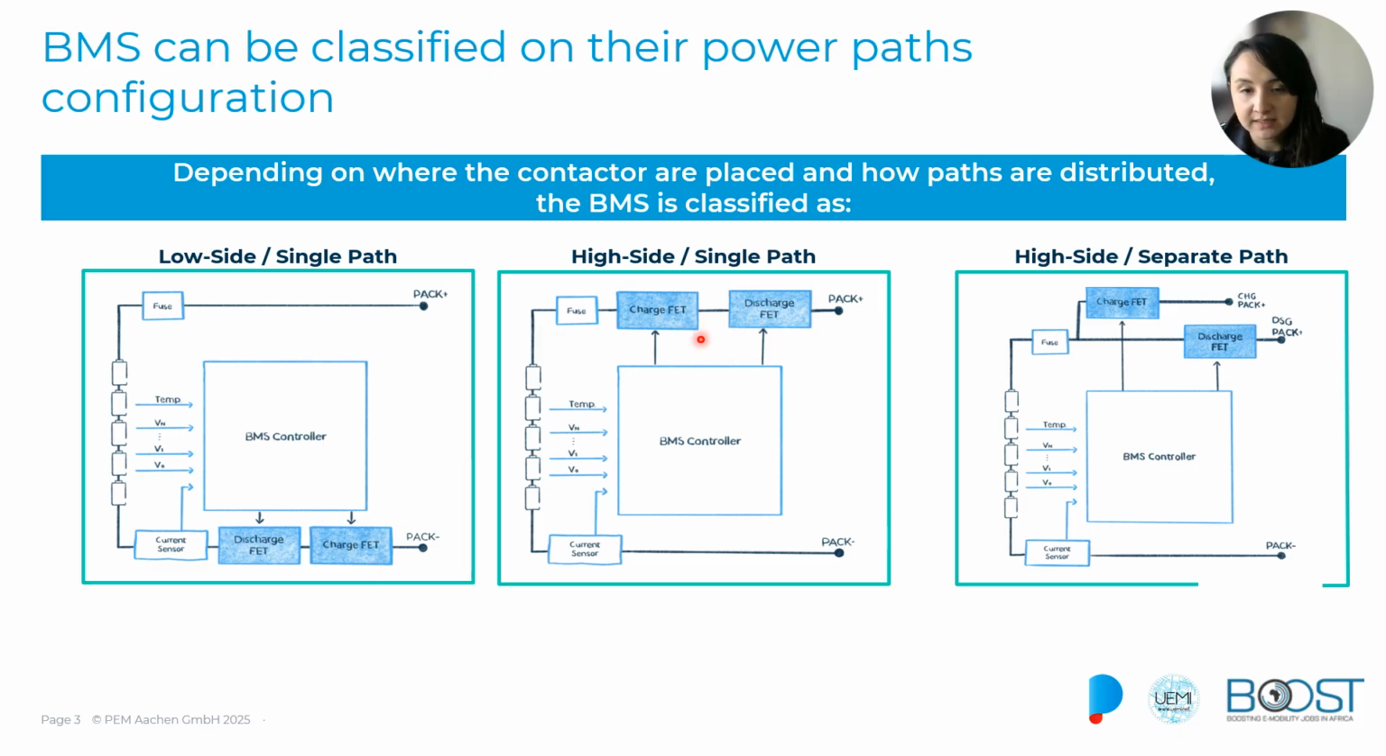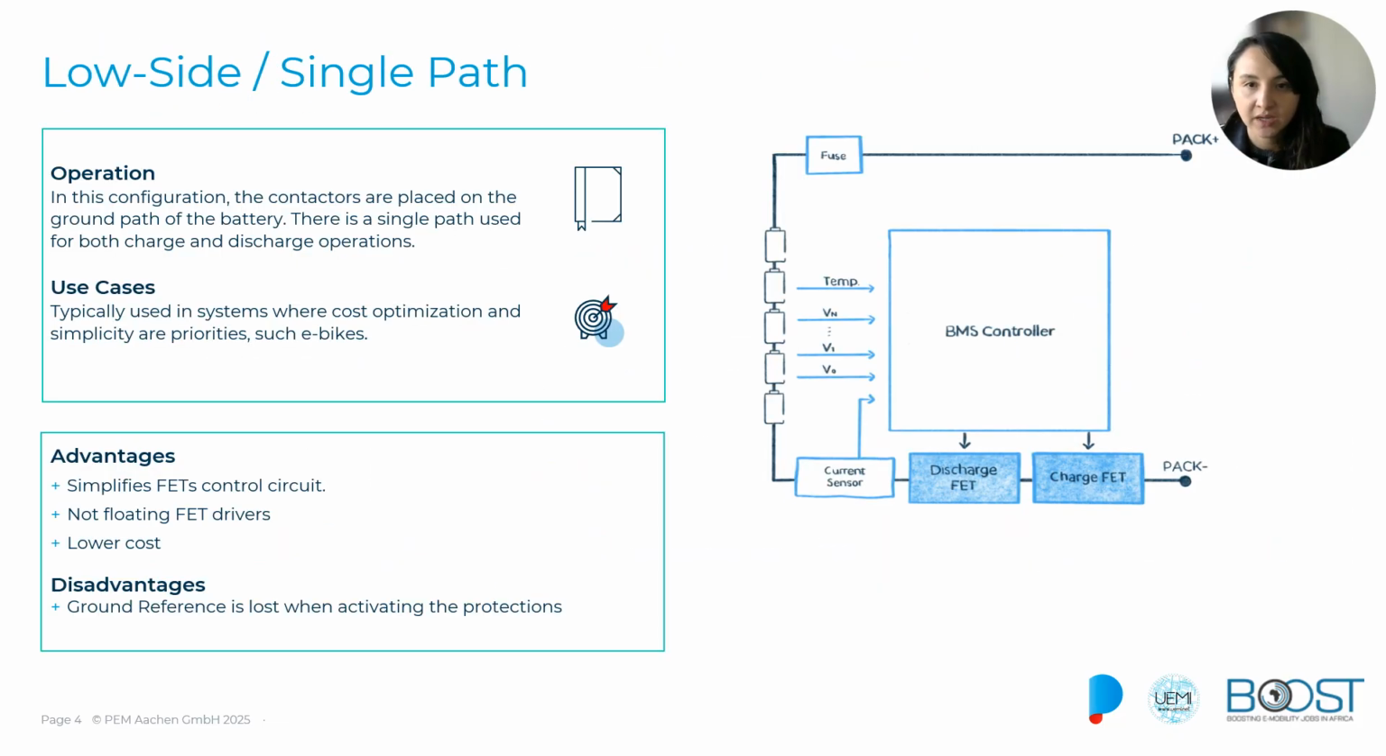This is one of the classifications that we can have of the power path, but also we can distinguish between either having a single path for charging and discharging, as in this example, or separate paths for charging and discharging, as in this other example over here. We will now review the advantages, disadvantages, and when each of these systems are being used. So let's start with the low side and single path configuration.